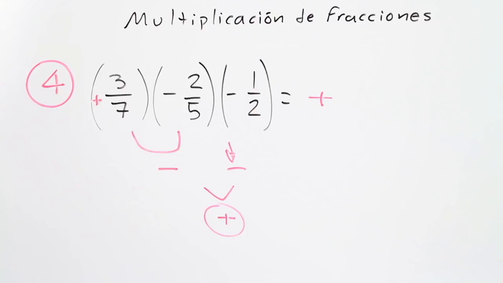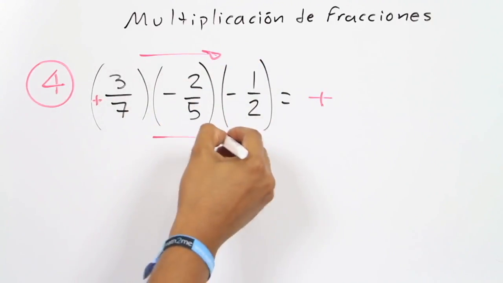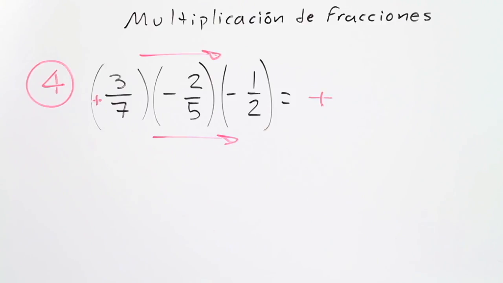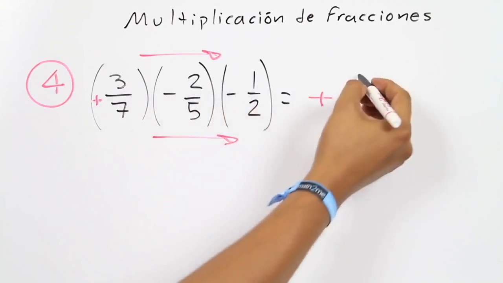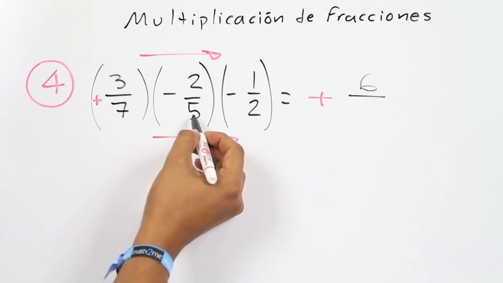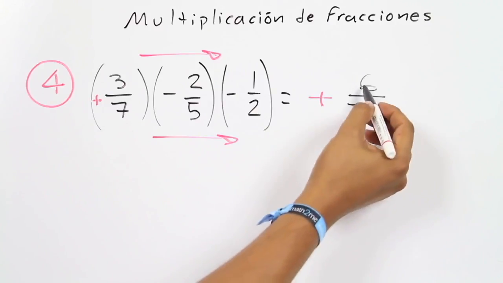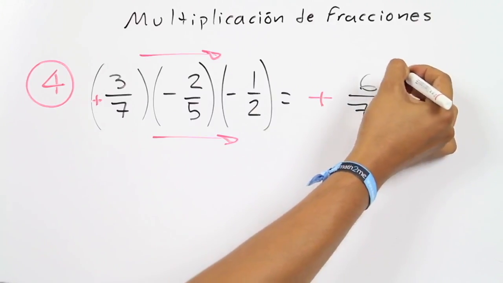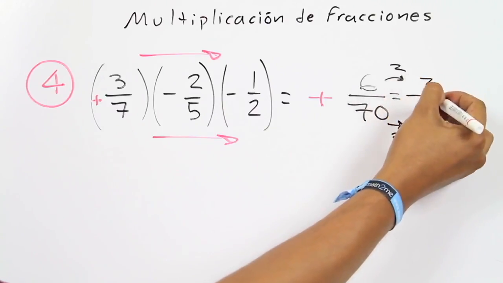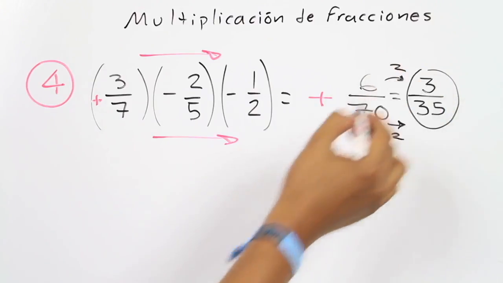Working now with fractions, it doesn't matter how many fractions there are. The procedure is the same: multiplying all the numerators over the multiplication of all denominators. 3 times 2 equals 6, then 6 times 1 equals 6, over 7 times 5 equals 35, then 35 times 2 equals 70. This is the answer, but both numbers are even, which means that they can be divided by 2. 6 over 2 equals 3, and 70 over 2 equals 35. And now we get the simplified fraction of our multiplication.